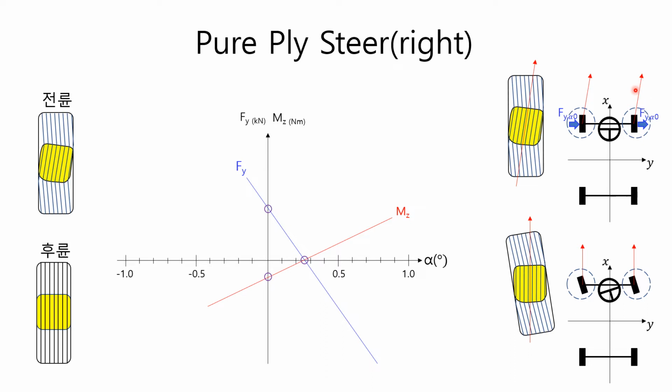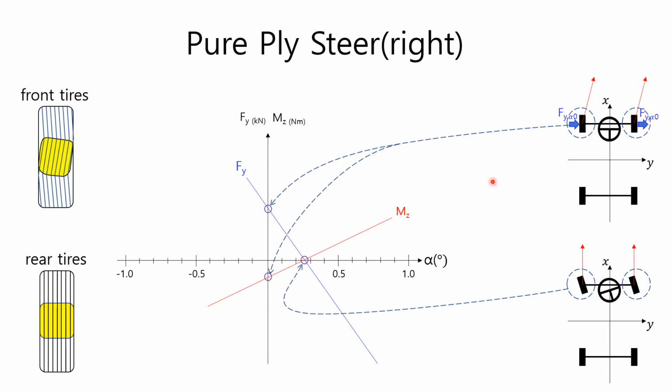If a driver does not hold the steering wheel, the longitudinal direction of tire is directed to the left, away from the longitudinal direction of the vehicle, and the vehicle moves in a straight direction without pulling. That can be explained through a graph.